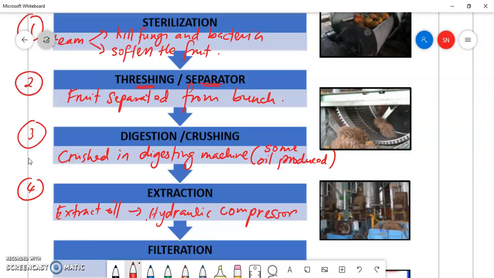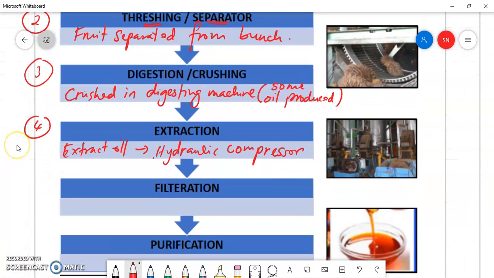Okay, so after the extraction process, when the extraction is done, you already get this thing called raw oil. Okay, raw oil. And this oil is going to be filtered, because the raw oil contains impurities, contains some parts of the fruit, the solid parts of the fruit which they need to filter out.